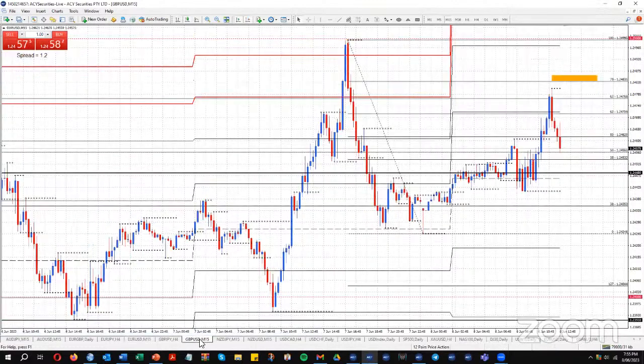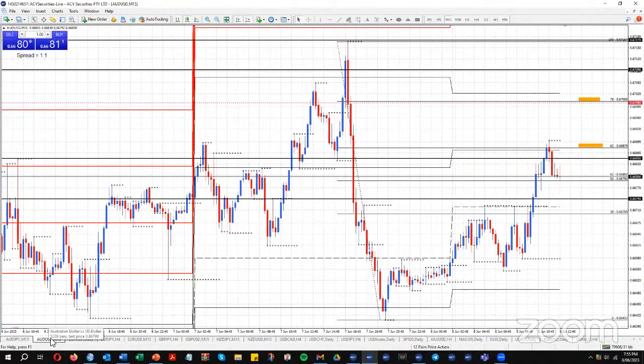And pound looks like it's topping at 62 at the moment. Aussie, it's not getting back to the 62. So the news may spike price back up to the levels that are holding at the moment for a move down today on these pairs. All right, any final questions?